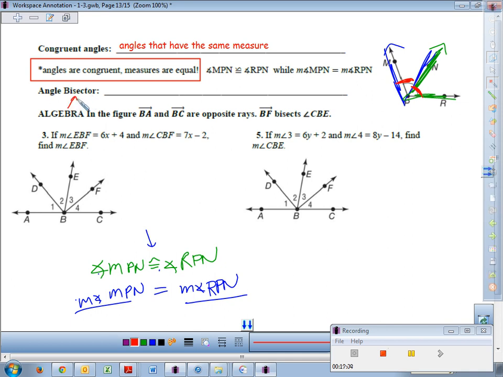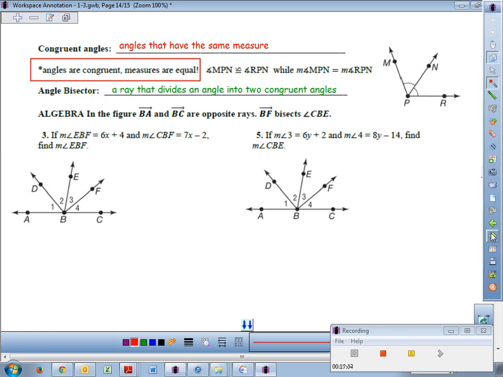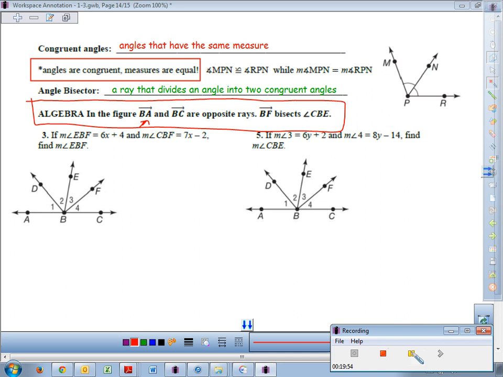So an angle bisector. If I say bisector, what does that mean to you? Cut it. Bi means what? If you had a bicycle, what does that mean? Two wheels, right? So bisector means two equal sections, right? An angle bisector is a ray that divides an angle into two congruent angles. Ray BA and ray BC are opposite rays. Opposite rays always form a line, okay?